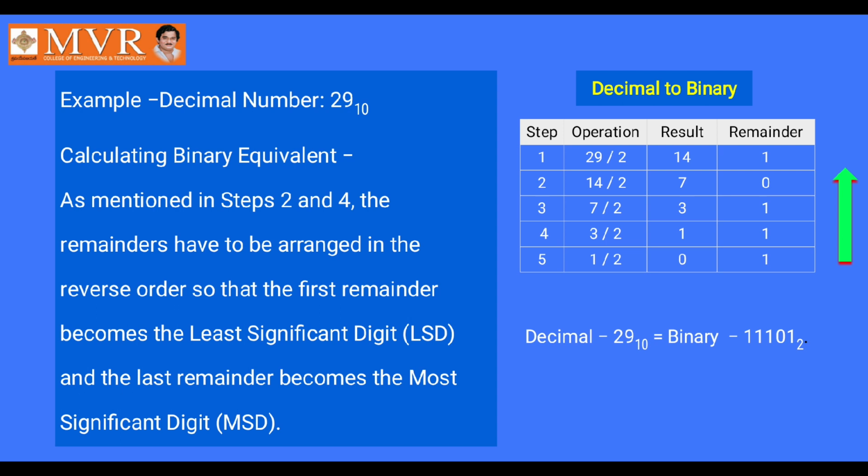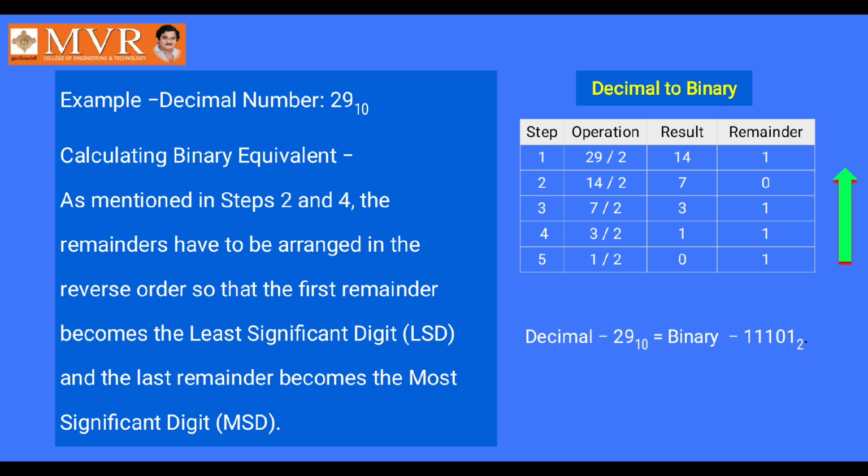I kept that remainder 1, and in the second step I took 14 as the value and divided it by 2. The result is 7 and the remainder is 0. Again 7 is taken, 7 by 2, quotient is 3 and remainder 1. And 3 by 2, quotient is 1, remainder is 1, and 1 by 2, quotient is 0, remainder is 1.